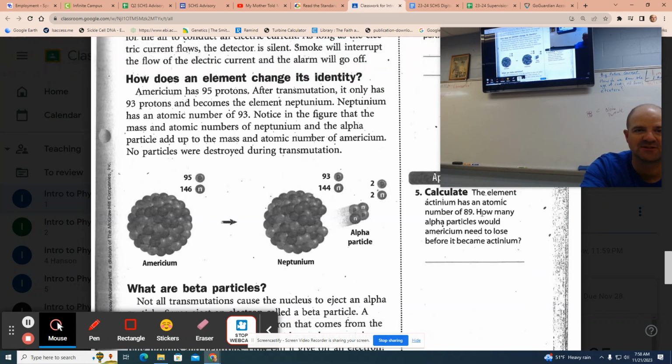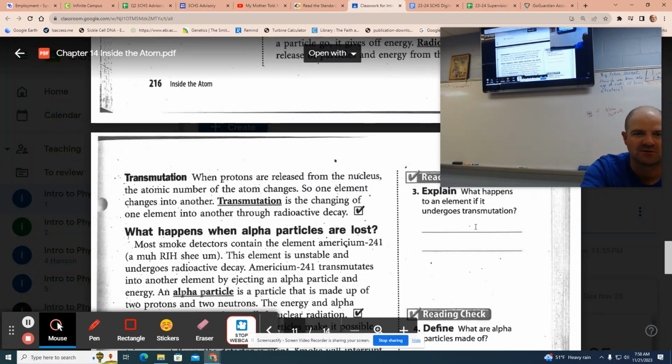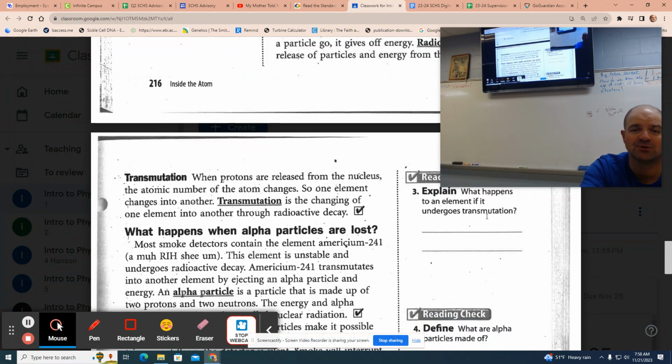Number 5, calculate on the side. Did I miss number 4? I did. And 3. What happens to an element if it undergoes transmutation?